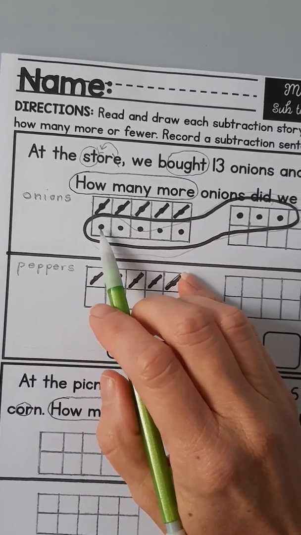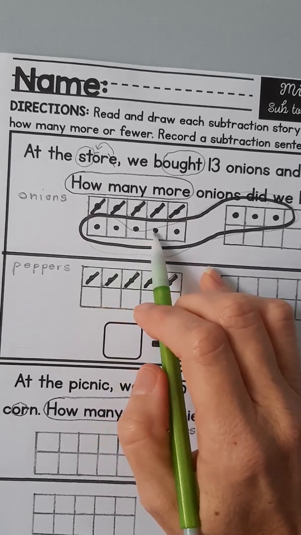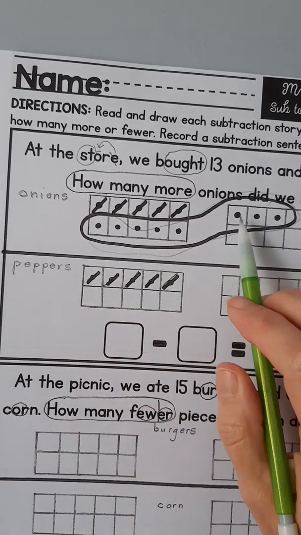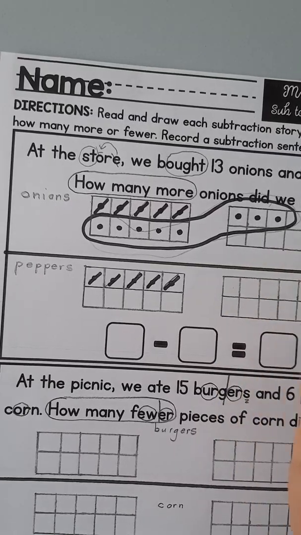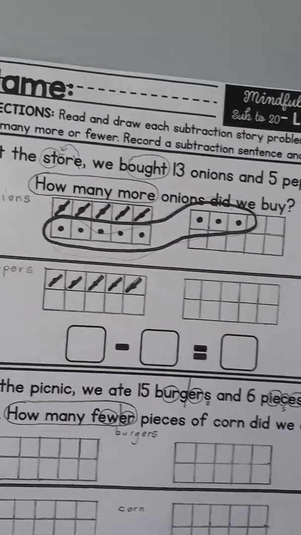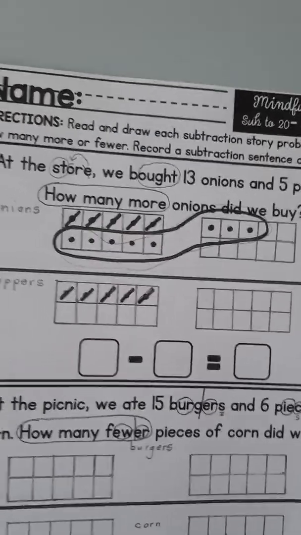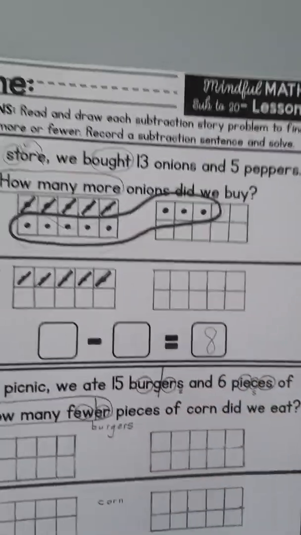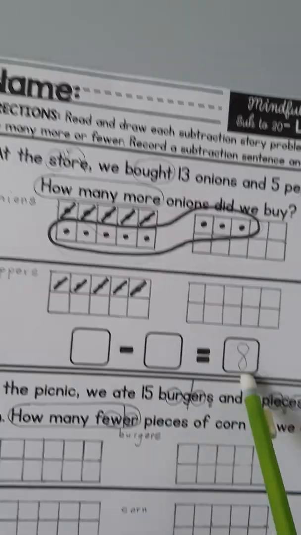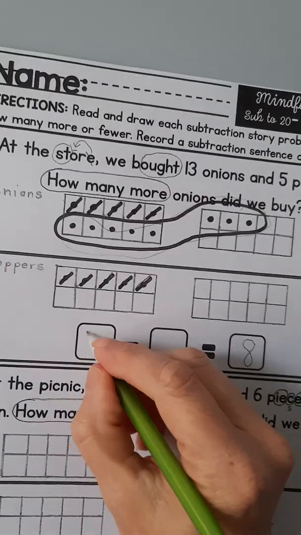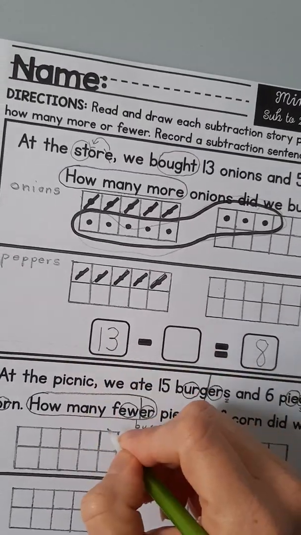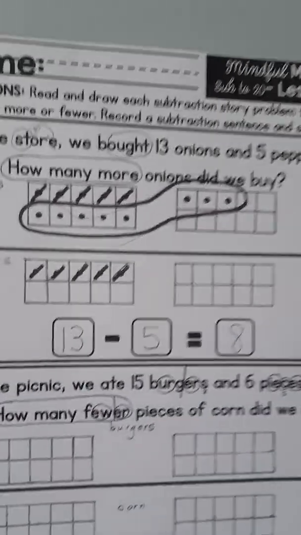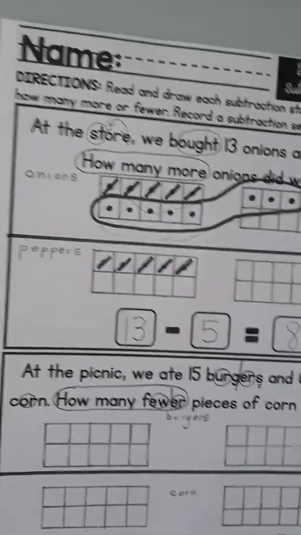Let's count and see. 1, 2, 3, 4, 5. Oh, we know that because that's half of a 10 frame. 6, 7, 8. Okay, so how many more onions did we buy than peppers? 8. So I can put that answer in the box right there. Now I need to plug in the numbers that will make the answer 8. Starting with 13 onions, take away 5 peppers, leaves 8 onions.